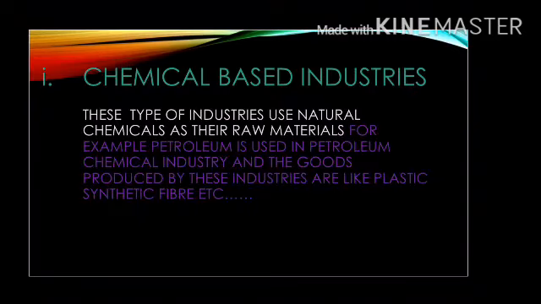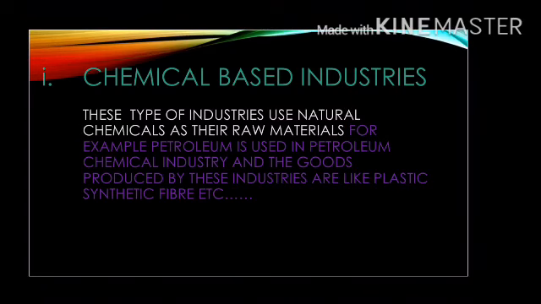Now we are going to talk about chemical based industries. These type of industries use natural chemicals like petroleum and petrochemical industries. Chemical industries are based on raw material obtained from wood and coal. They produce goods like plastic, synthetic fiber, etc.